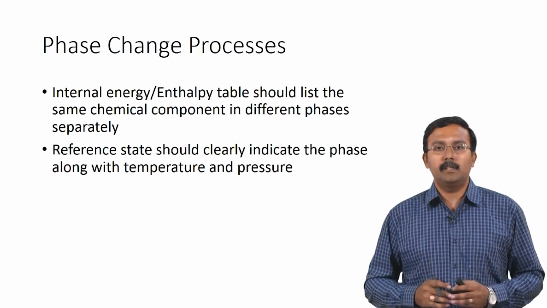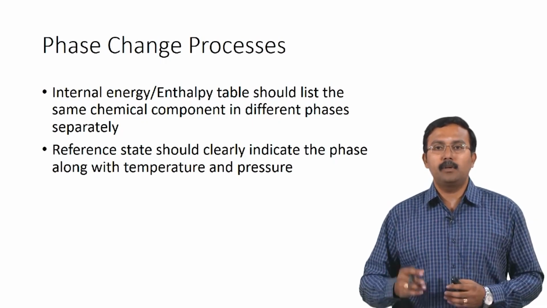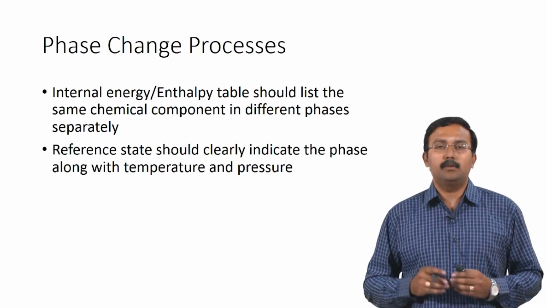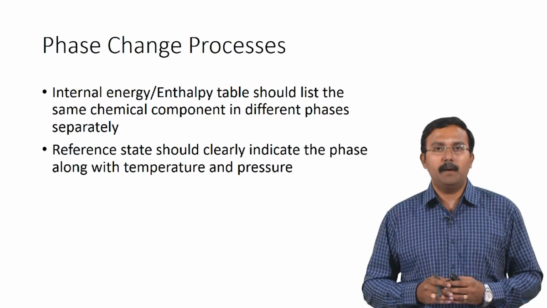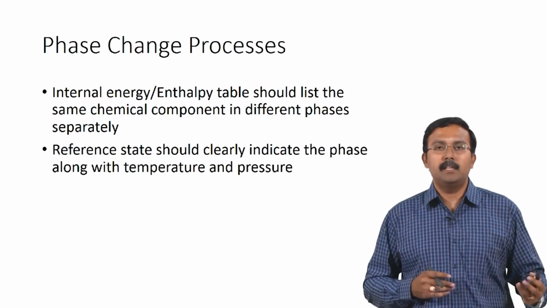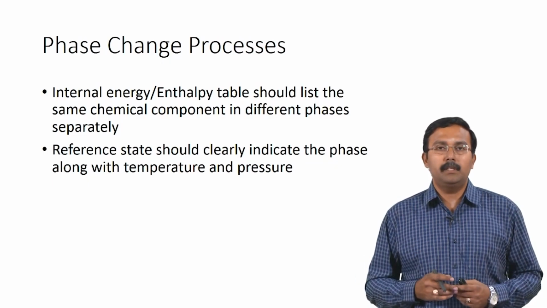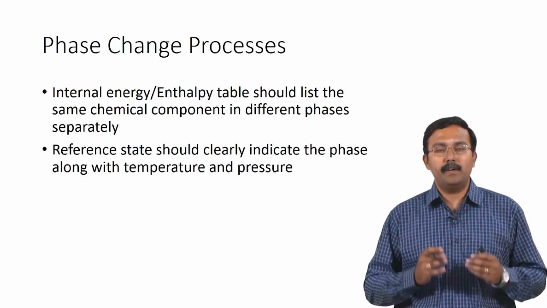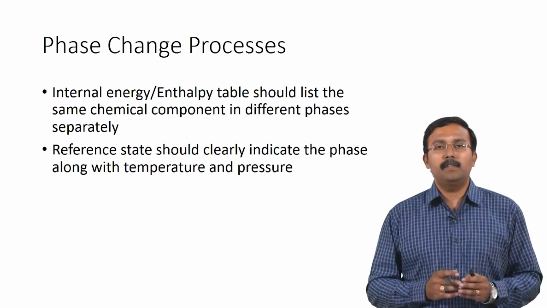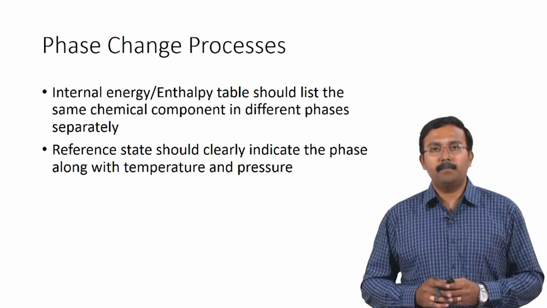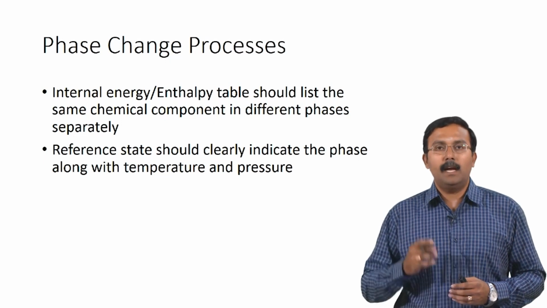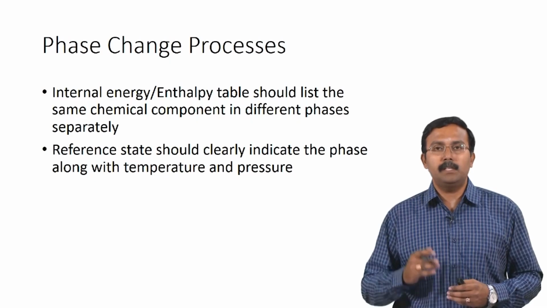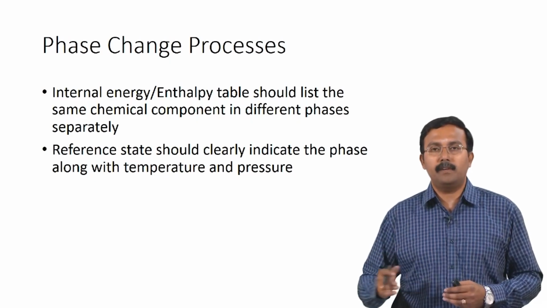The next thing we need to remember is, the reference state should clearly indicate the phase along with the temperature and pressure. So until now, when phase change has not been happening, it would not have mattered if we just listed only temperature and pressure. However, here, because there is phase change, we should always list the reference state phase also. So even if the component is at the same temperature and pressure, there could be a change in phase and there would be a change in enthalpy associated with change in phase. So we need to explicitly list the phase of the reference state as well.